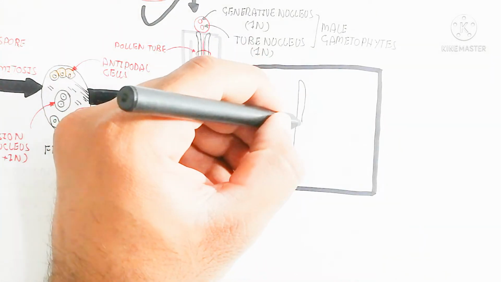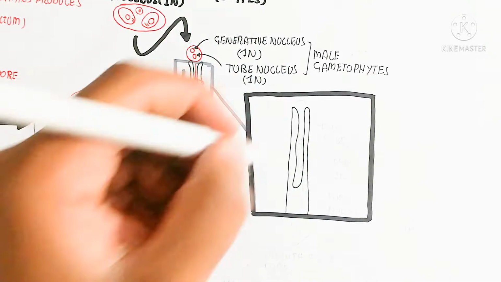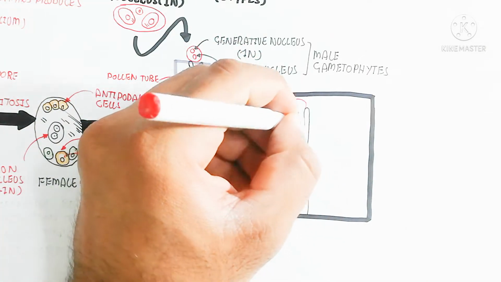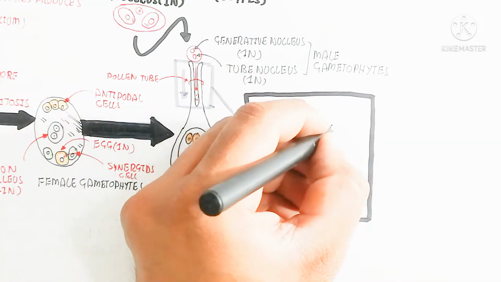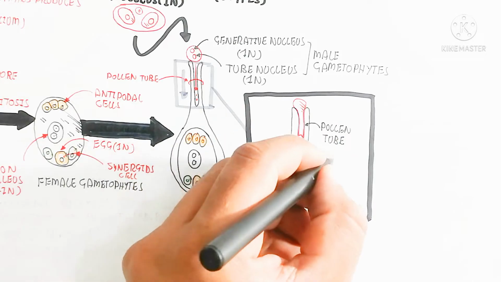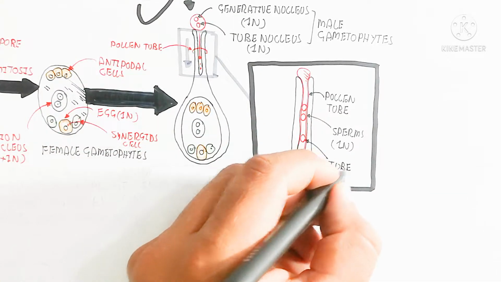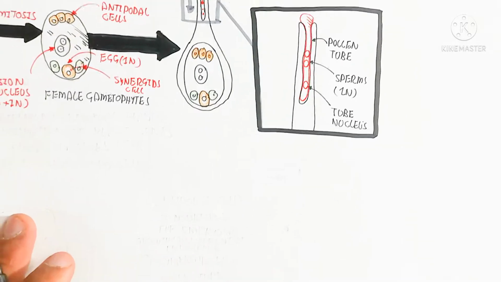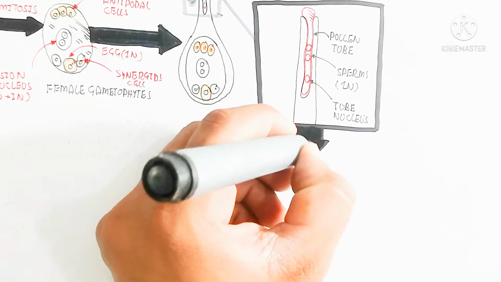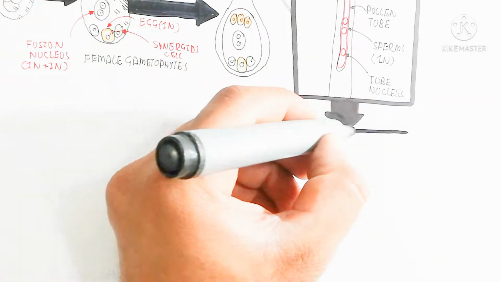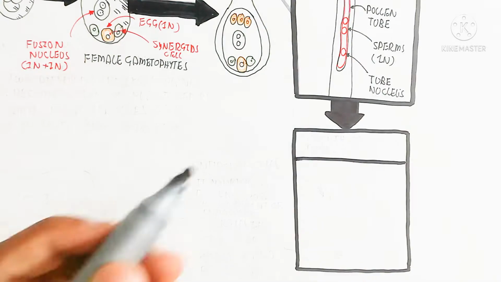This is the pollen tube, which contains the sperm nuclei at one end, as well as the tube nucleus. The tube nucleus is used for the growth of the pollen tube. So remember, the growth of the pollen tube will occur due to the pollen tube nucleus, and in this way it goes further downward, and after moving downward it reaches the ovary. I am drawing again for understanding.